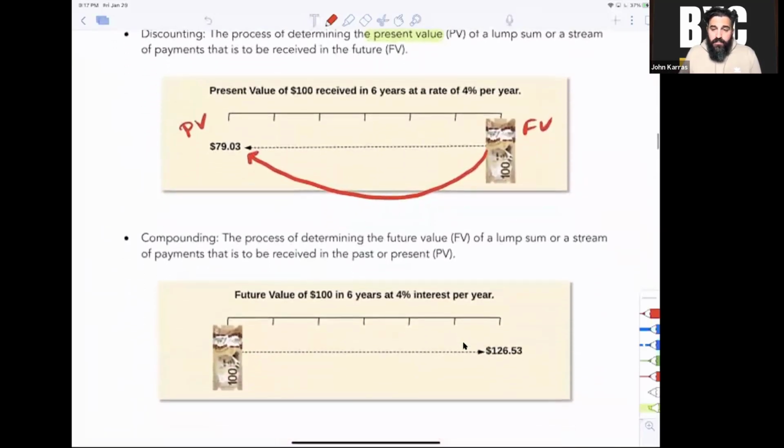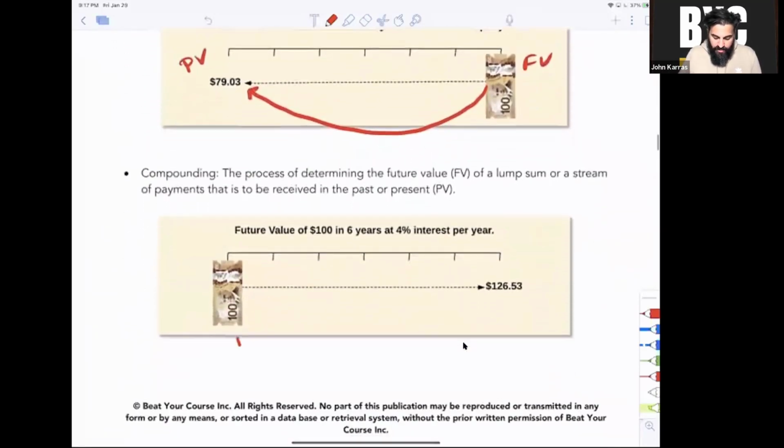Compounding is the opposite. When you have a present value and you want to find the future value, we refer to that as compounding, moving forward in time. So discounting is moving backwards in time and finding the present value. Compounding is moving forward in time and finding a future value. And this is all done using formulas.